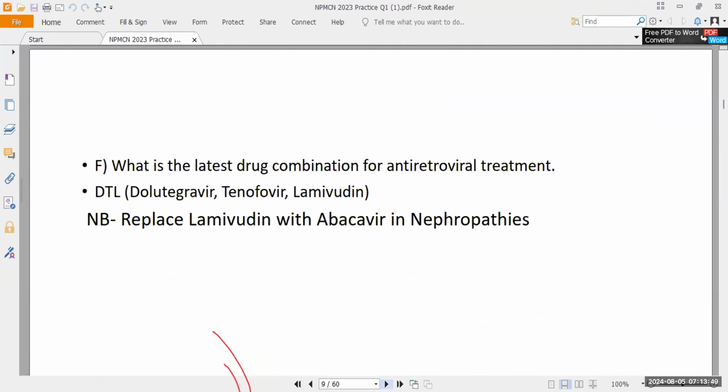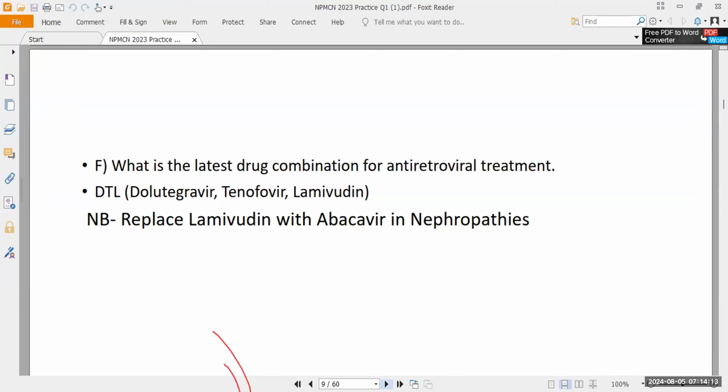So option F, what is the latest drug combination for antiretroviral treatment? I don't know how this option came into the question. Probably the latest immunosuppressant was the question. Maybe there is a recall failure. So if it's immunosuppressants, I will use mycophenolate mofetil.